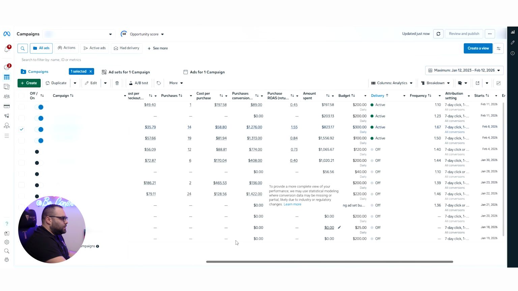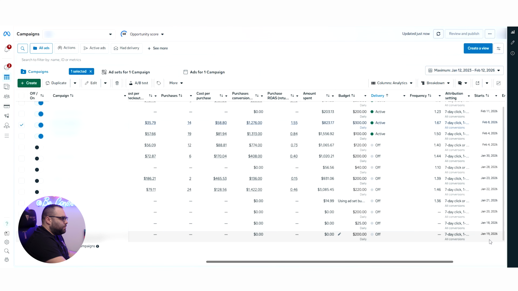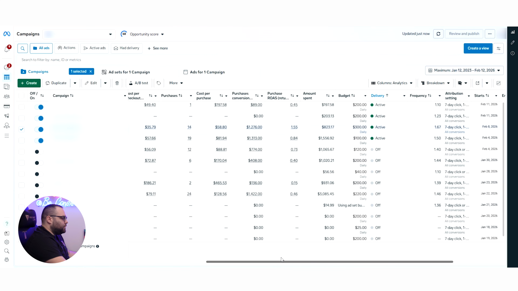So, new ad account, not a lot of things to see. As you can see, there are not many campaigns. The first campaign over here started on 19th of January. We started, and these were not spending, by the way, which is typical on new ad accounts. When you start new campaigns, they don't spend.